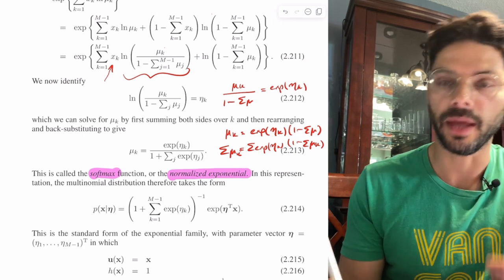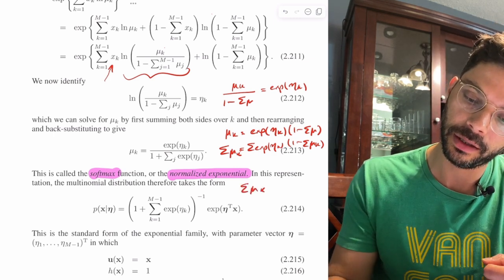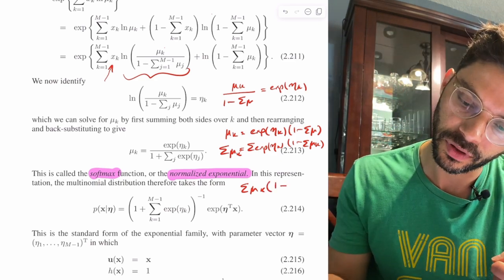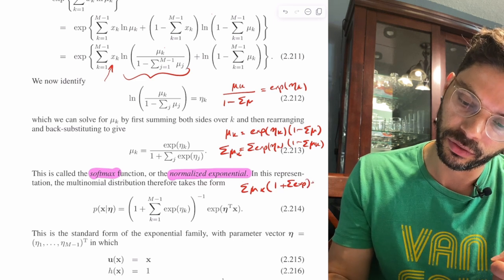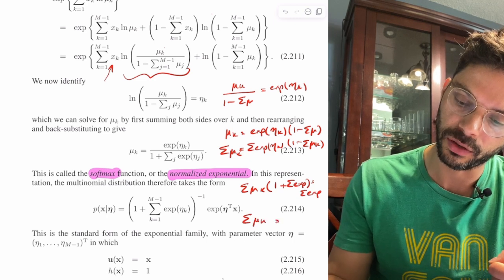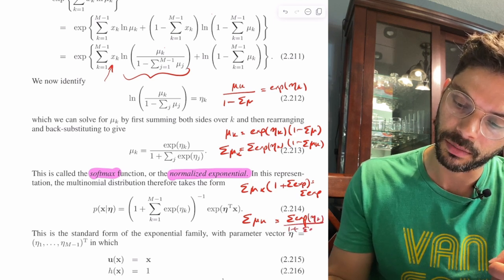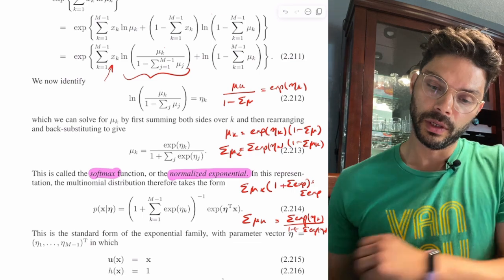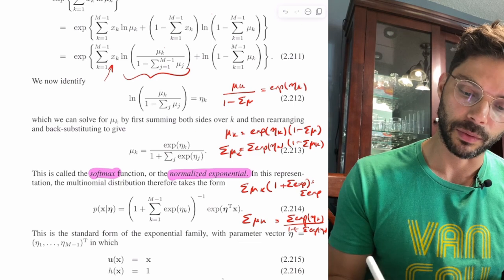Okay, then we've got to rearrange. So we get the sum on mu of k times, sorry, 1 plus the sum on exp eta k is equal to the sum on exp eta k. So then the sum on mu of k is equal to the sum on exp eta k over 1 plus the sum on exp eta k. And I think you're getting the picture here. You just substitute that back in, and you end up with this expression.